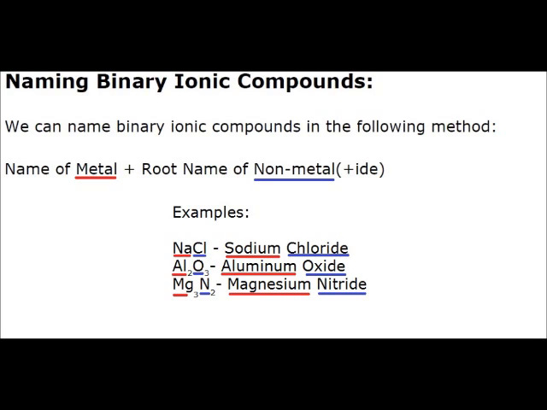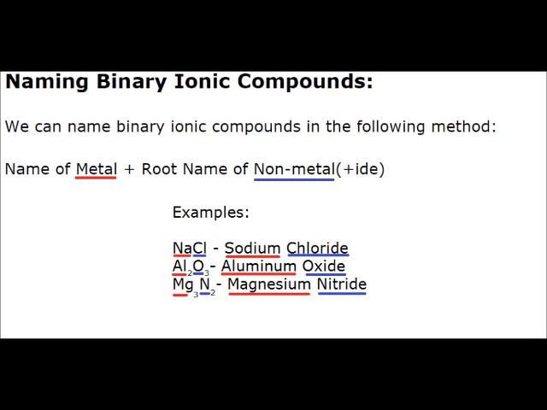Finally, we have here magnesium nitride. One more time, we see the process here. The metal maintains its name as magnesium, and then the nitrogen is changed to nitride. So that should be simple enough. That's the main way that you name an ionic compound.